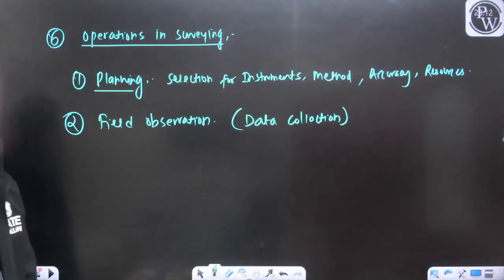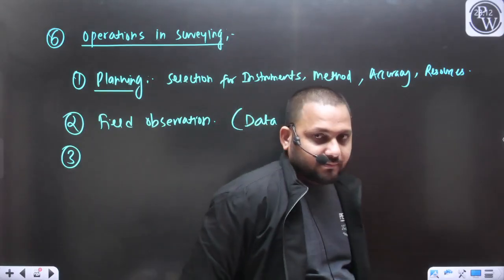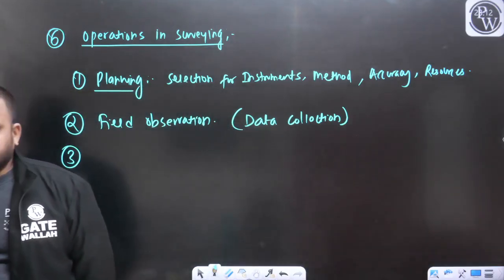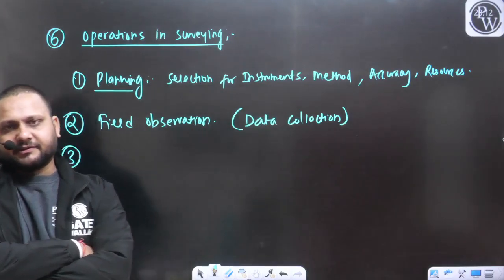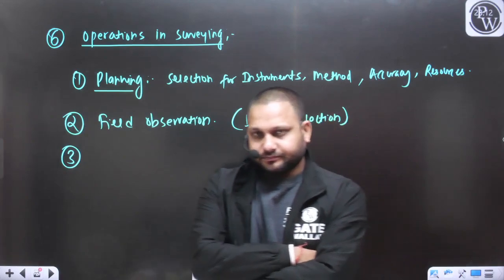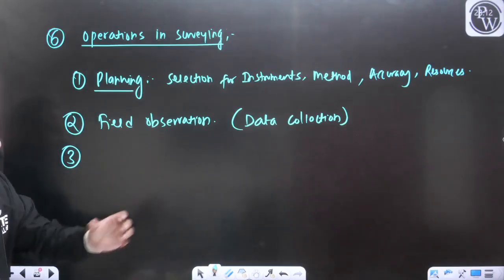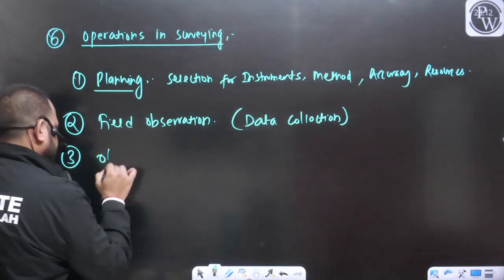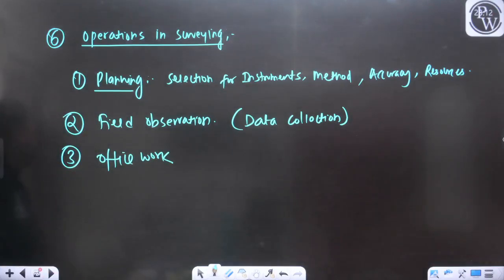What next? You have collected the data. With the help of the instruments, we have performed certain linear measurements, we have performed certain angular measurements, and we have collected the data. What next we need to do? We will bring that data into our office.